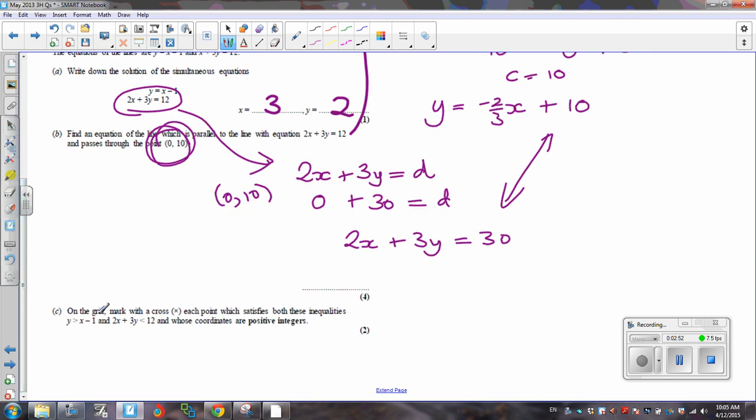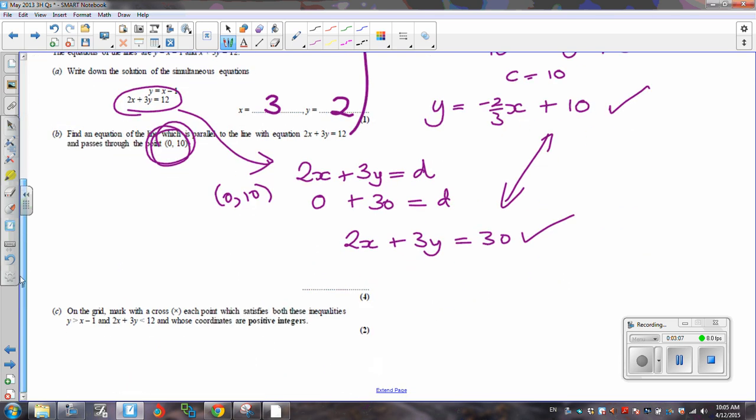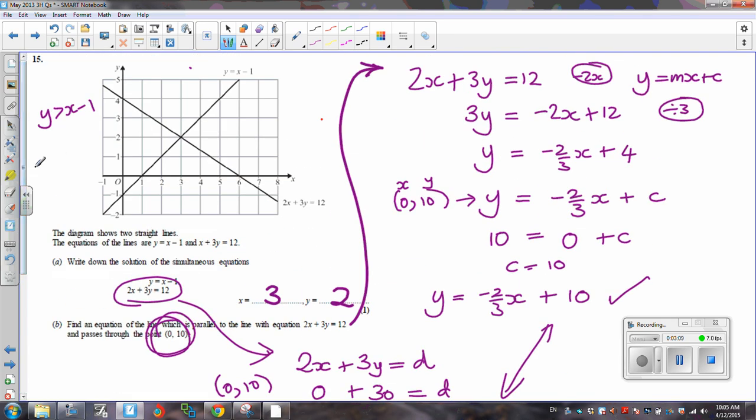Okay, the question now says, on the grid, mark with a cross each point which satisfies both of those inequalities. So first of all, y has got to be greater than x minus 1. And the other one is 2x plus 3y is less than 12. Well, I'm going to shade out the regions that I don't want. 2x plus 3y equals 12 is on this line here, and it's fairly obvious that below the line is where 2x plus 3y is less than 12. So I'm going to shade out this side of the line. This is the side that we don't want.